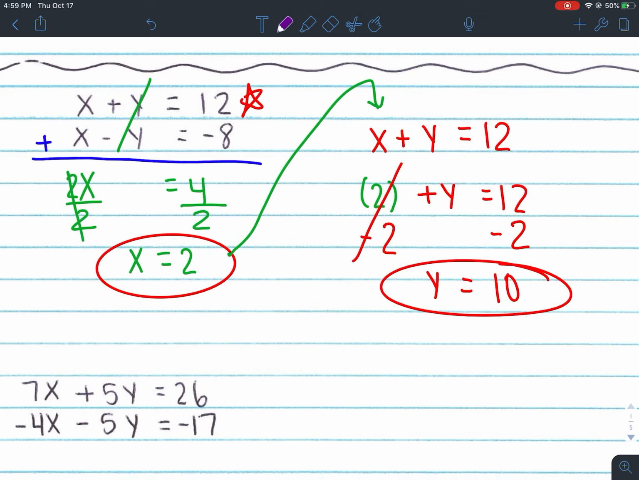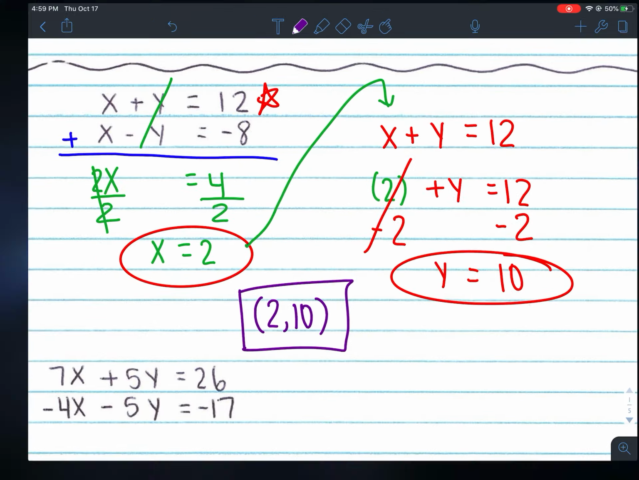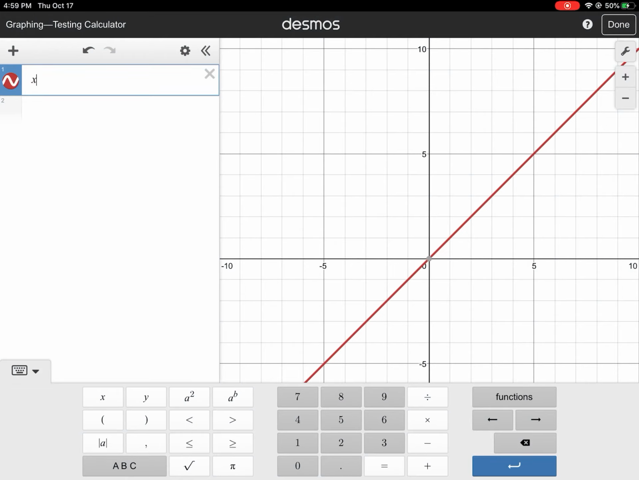And I circle it because that's not my final answer. My final answer would be the solution 2, 10, because that's the ordered pair. That's the point. You always want to make sure you write it as a point because that's where the two lines are going to cross each other.